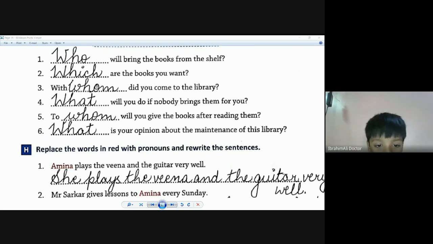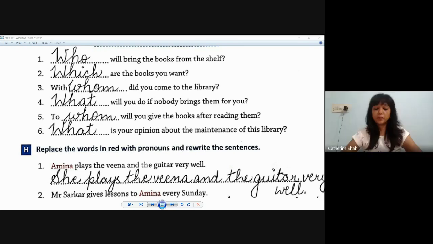Number 6, Ibrahim. Yes, ma'am. Dash is your opinion about the maintenance for this library. What is your opinion about the maintenance of this library? Okay. Vivan Patel. Meaning of opinion is, what are your views? What do you think about this? Should we do something about the maintenance of the library? Got it? That's the meaning of opinion.